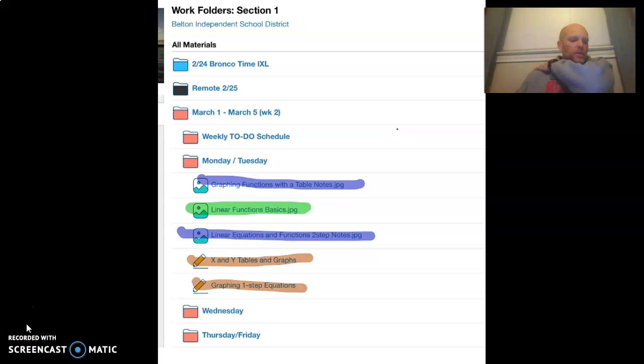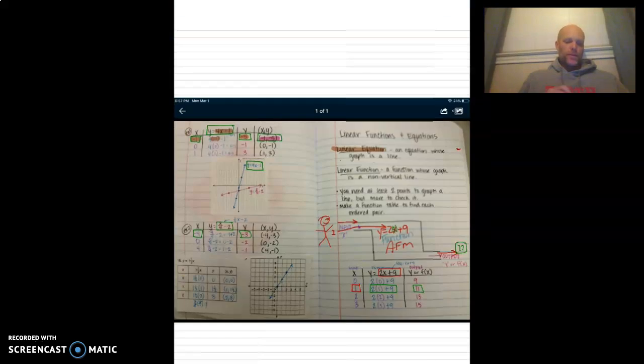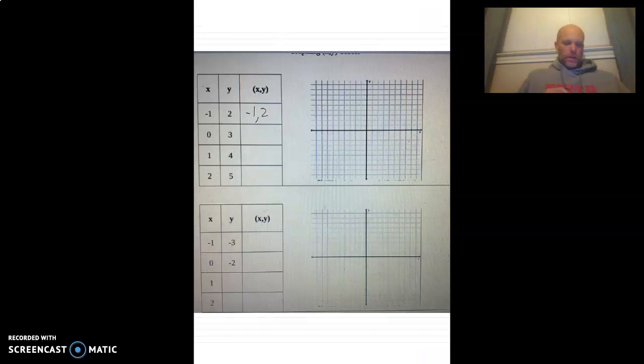Alright, so now we're just going to do some X and Y tables and graphs. Pretty simple, and then we're going to do the graphing one-step equations. So I'll slide right over to those. So these are the X and Y tables and graphs.